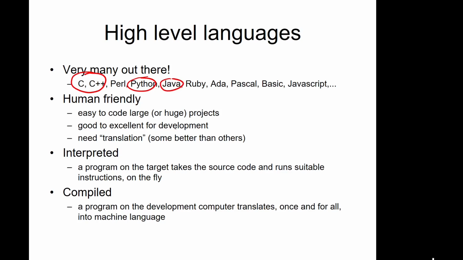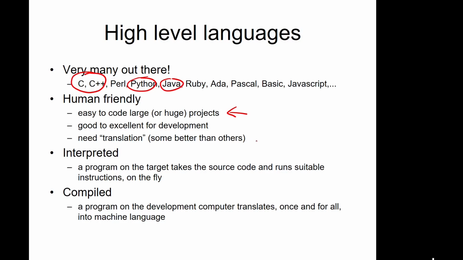So they're easy to code, especially for large projects, because the code itself is fairly understandable. For example, a print statement means you're going to print something on the screen. So it's easy to read what the code is and know what's going to happen. In that respect, it's good for big projects and it's good for development work.